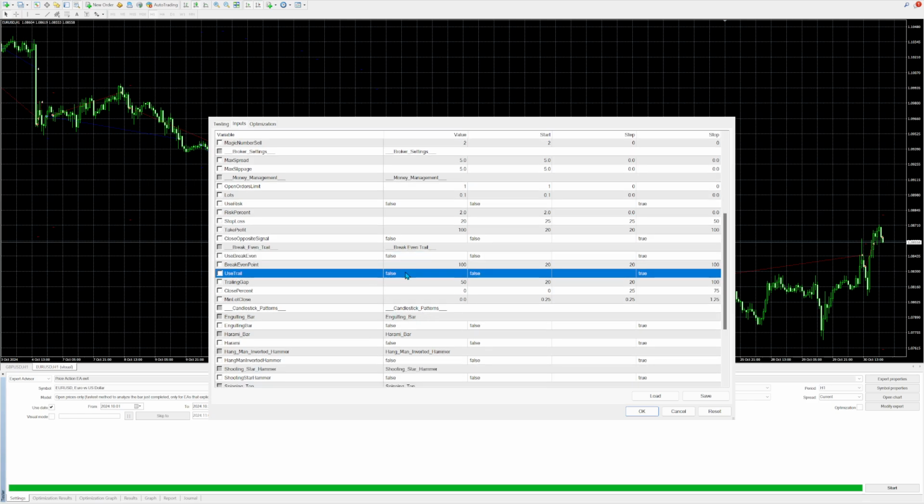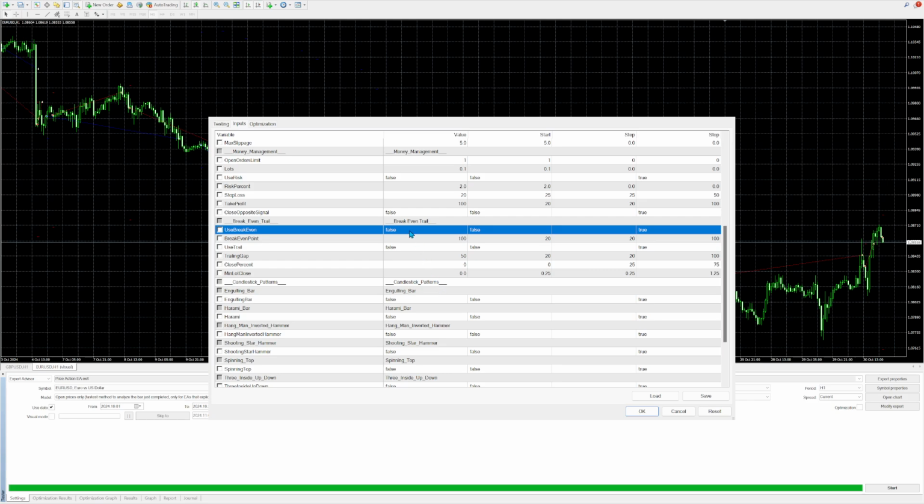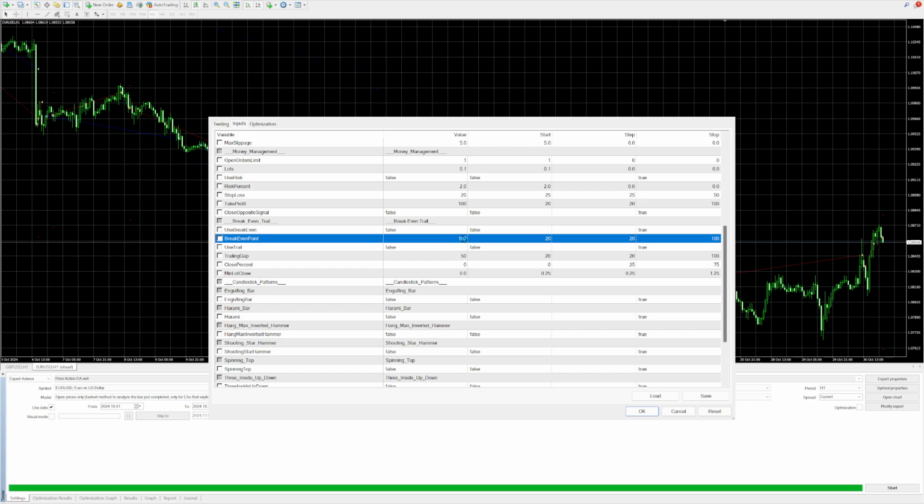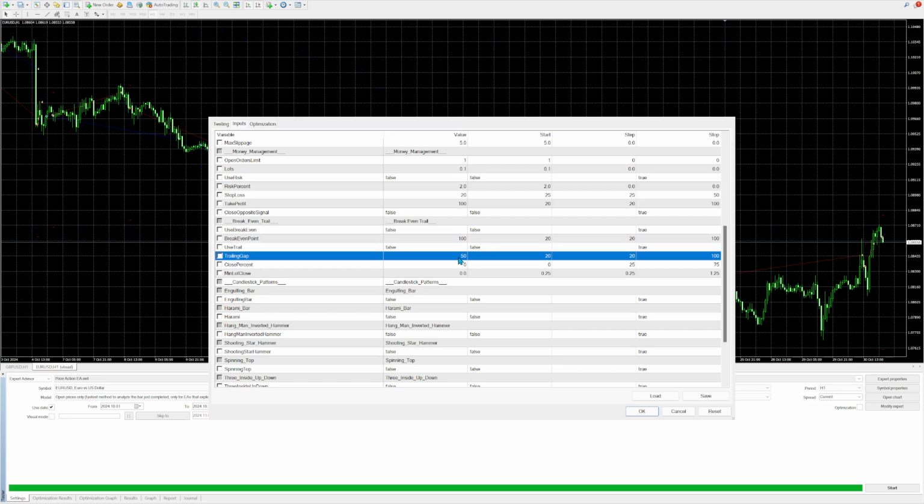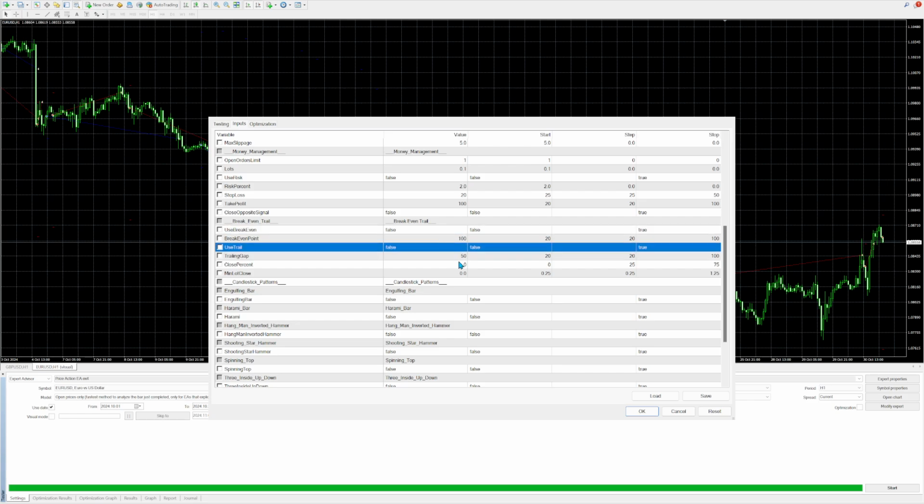Break even and trailing stop. So break even, basically, if a profitable trade reaches this price point in pips, the stop loss will be moved to break even. Trailing stop basically means the stop loss will trail the current price by this number of pips. You can use both trailing stop and break even together if you wish.